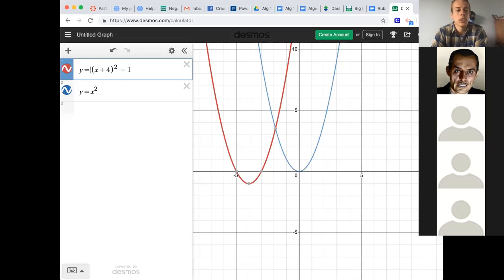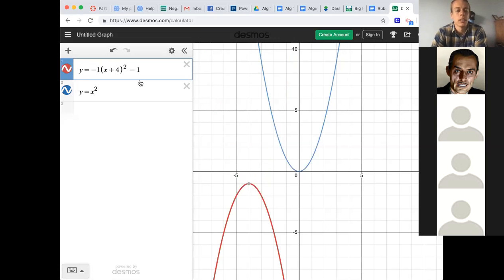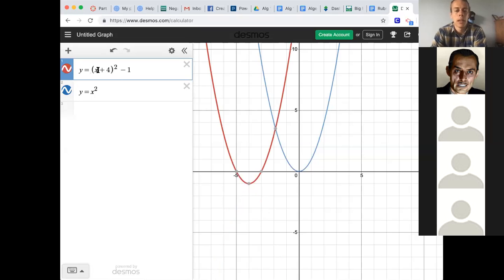So if we make this a -1, for instance, you see what happens? We still move it left 4 and down 1, but as soon as we put a negative out in front, our graph flips upside down. That's all that happens. As soon as you have that negative out in front. So if we go back to positive, it flips right back, right side up.